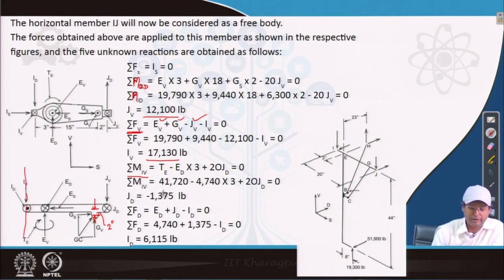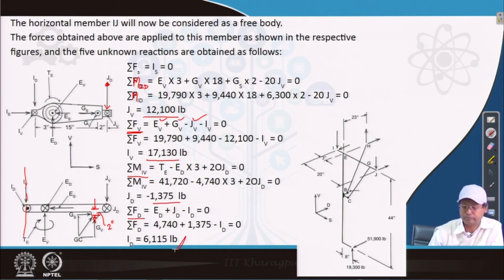If we see, TE is acting here, the force TE is acting clockwise, which is considered positive. ED cross 3, AD cross 3, this is acting in the opposite direction, that is the reason it is minus, and 20 JD is acting in the opposite direction. Here it is shown opposite along ED, but here it is considered in this direction and it is giving a force. Considering this way gives the understanding better, and considering that direction we have the JD force as 1375.